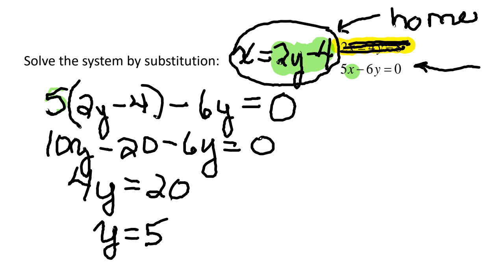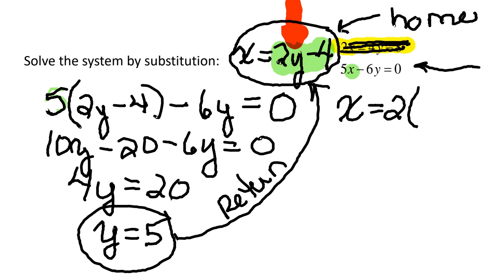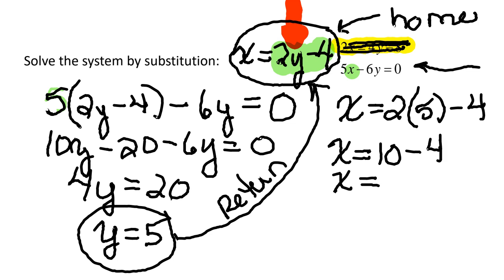Now, return home, which means where this y appears, right here. I am going to have x equals 2 times 5 minus 4. X is equal to 10 minus 4, or x is equal to 6. My answer is 6, 5.